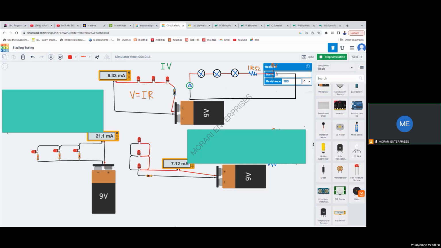Now, if we reduce this further again by half, let's say we go from 500 to 250. Let's see what we have, 500 to 250.